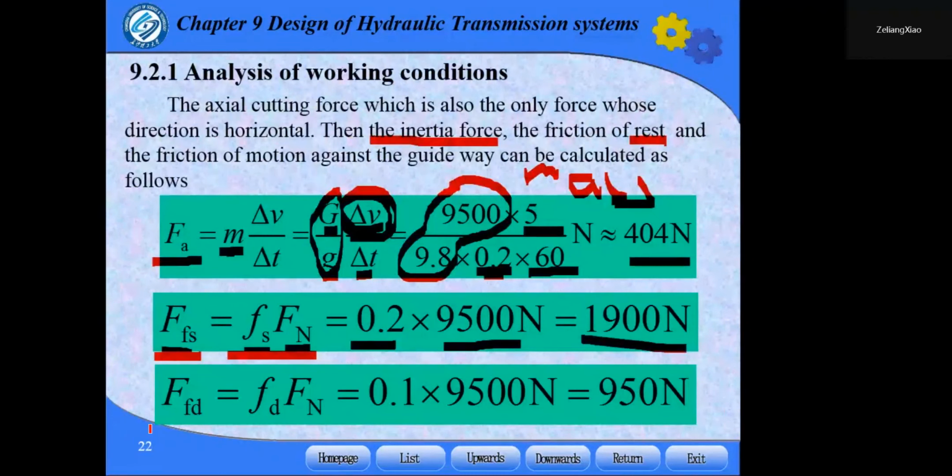The same for friction of motion. This is the coefficient of friction of motion. This is the normal force, which also equals the gross weight. So we can get the friction of motion, which equals 10,050 Newton.